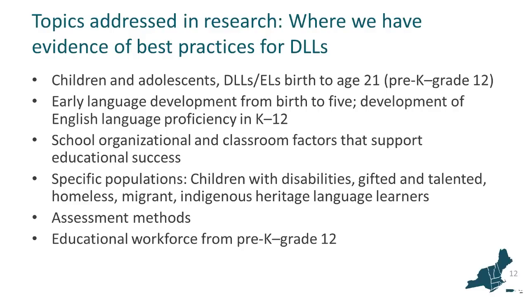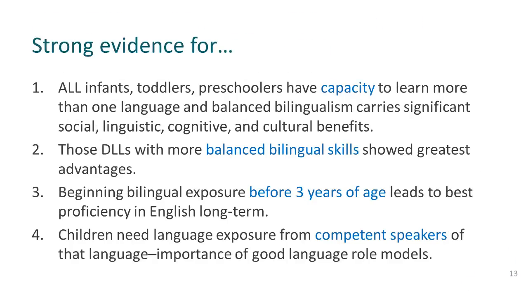We also have a chapter on specific populations, so children with disabilities, gifted and talented, homeless, migrant, and indigenous heritage language learners. Again, with some rather novel findings that I hope you are able to reference later. A whole chapter on assessment, which is extremely important for dual language learners, and then a chapter on workforce. What are the workforce competencies for people working with dual language learners, pre-K through grade 12? I'll quickly go through this: what do we have strong evidence for? Some of this is new, and some of this reinforces, and I'm thankful for the report, practices and principles that we have been recommending for over 10 years, I would say.